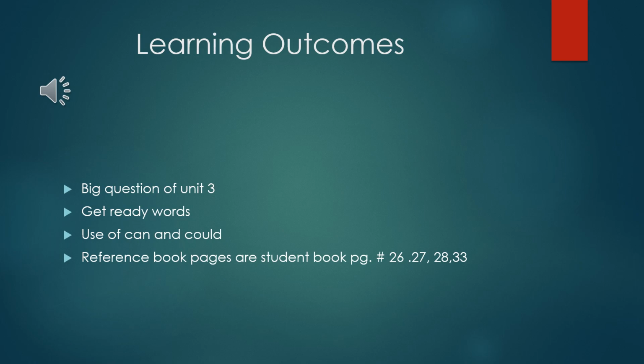As you all know, I used to discuss the learning outcomes first before I start the online lecture. Today we will discuss big question of unit number 3. That means we're going to start with number 3 today. Then we'll be discussing get ready words as well. And in the grammar part, we'll be discussing the use of can and could in today's online class. The reference book pages are page number 26, 27, 28, and 33 of your student book. So get your student book ready, get your pencil, eraser, and sharpener ready so we could start the work.